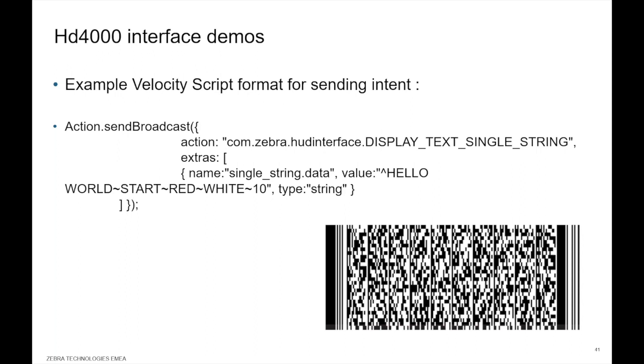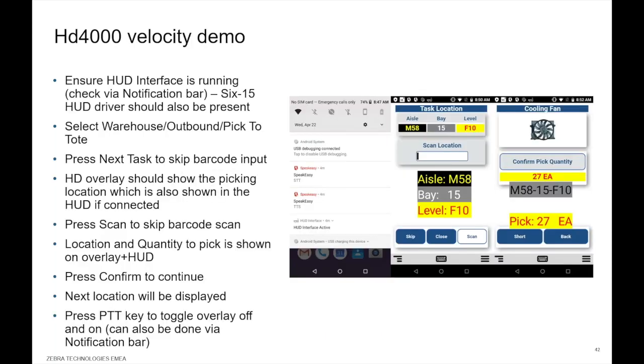You can read that barcode and it will install Ivanti Velocity and also the interface app, and you'll be able to actually see how it works on a device using that barcode. Go to the next slide, thanks. So you can see here some screenshots, some notes on the left-hand side.